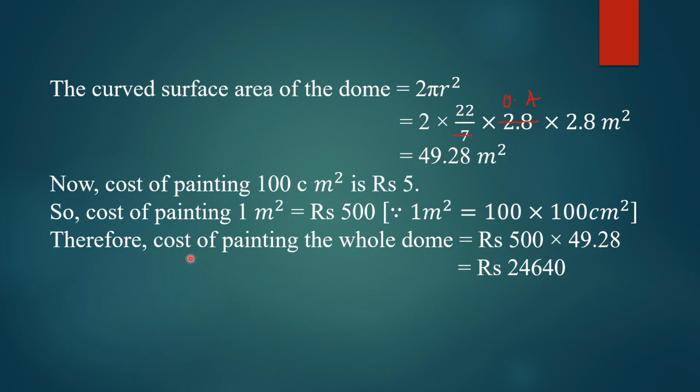Therefore, cost of painting the whole dome is equal to 500 into, what is the curved surface area of the dome? 49.28. Understood this step, my children? Now multiply these two numbers. Can you multiply these two numbers, my children? I'm not doing that multiplication. I have left that calculation part for you. Will you do it, my children? By multiplying these two numbers, what will you get here? 24,640 rupees. Understood this solution, my children?